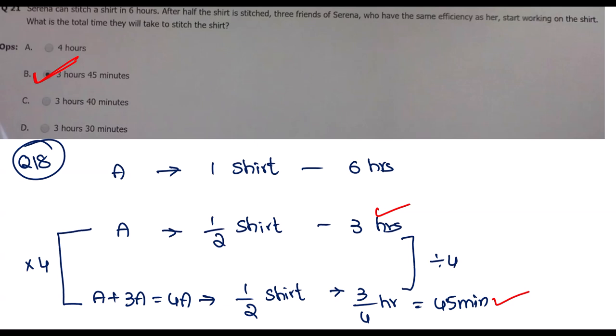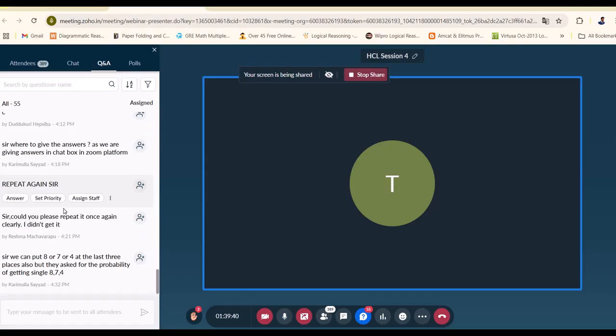The actual question: a pipe can fill a tank in 6 hours. After half of the tank is filled, three more similar pipes are opened. What is the total time taken to fill the full tank? A tank can be filled with many pipes, we can use any number of pipes, but four members stitching one shirt at the same time is not practically correct. There is a glitch in the question, but still.